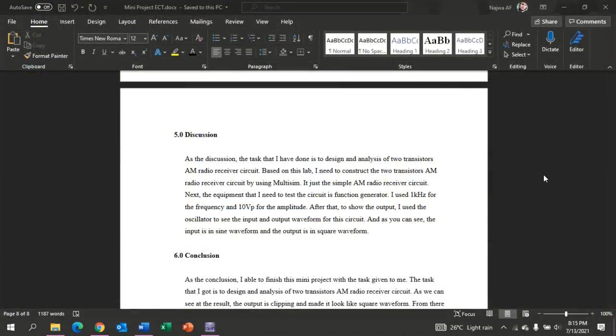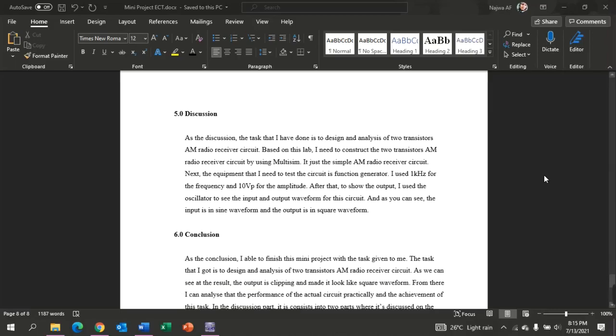And the final part for this mini project is the discussion. As the discussion, the task that I have done is to design and analyze of two transistor AM radio receiver circuit. Based on this lab, I need to construct the two transistor AM radio receiver using Multisim. It's just a simple AM radio receiver circuit.